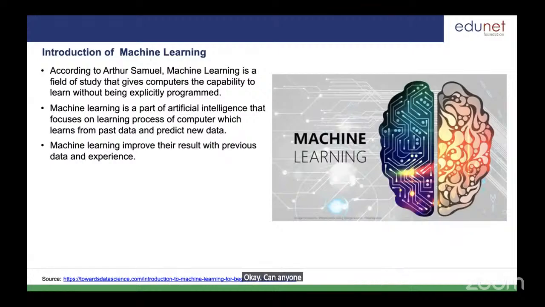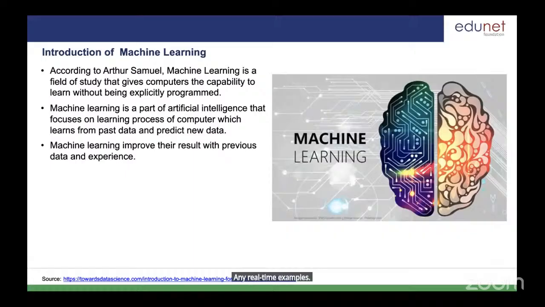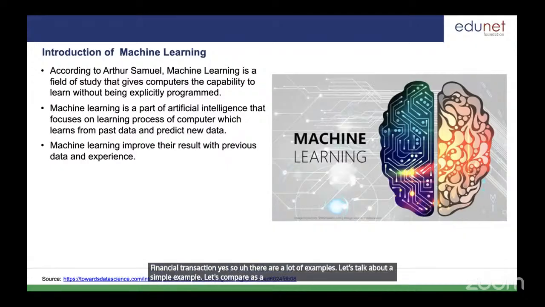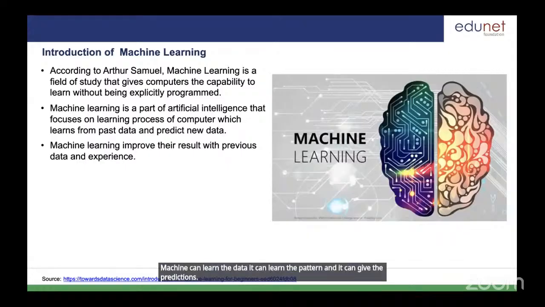Can anyone give me some real-time examples of where we have used machine learning? Any real-time examples? Traffic camera, AI agent. Okay, house price prediction. Okay, stroke detection. Okay, movie recommendation. Yes, exactly. Climate predictions. Yes. Stock prediction. Financial transaction. Yes. So there are a lot of examples. Let's talk about a simple example. Let's compare a human and a machine. Machine learning is nothing but the machine getting trained. You're training the machine so that it can learn the data, learn the pattern, and give the predictions. That's nothing but machine learning.